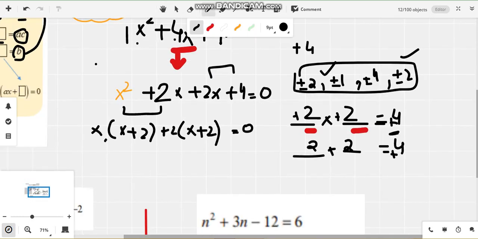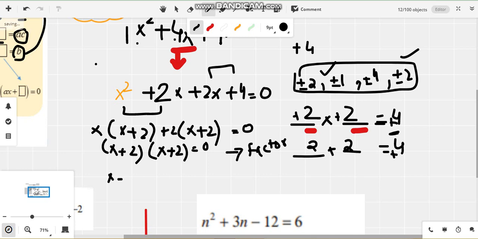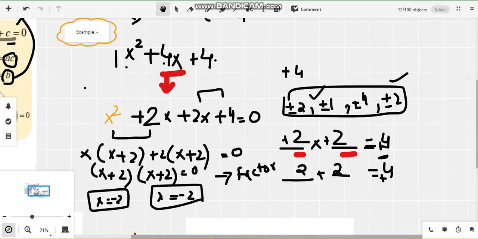After that, you will write x plus 2 and x plus 2, and make them equal to 0. So this is the factor form basically. That becomes x equals minus 2 and x equals minus 2. We got both values the same, negative 2. What I did here basically is make a pair in the first terms, and there was x common, so I took x out from it, and from the last terms there's 2 common, so I took out the 2 from it.